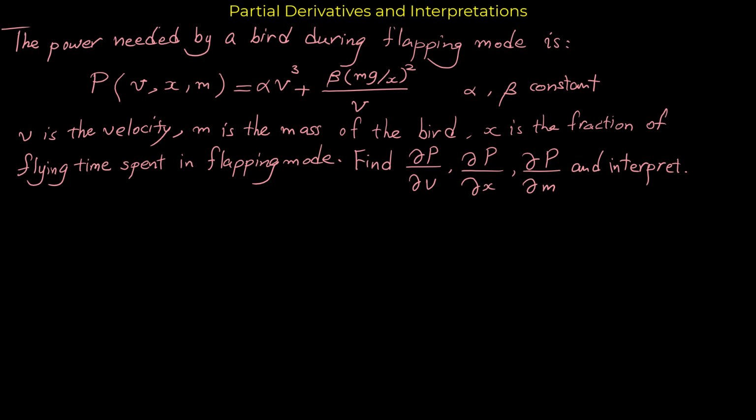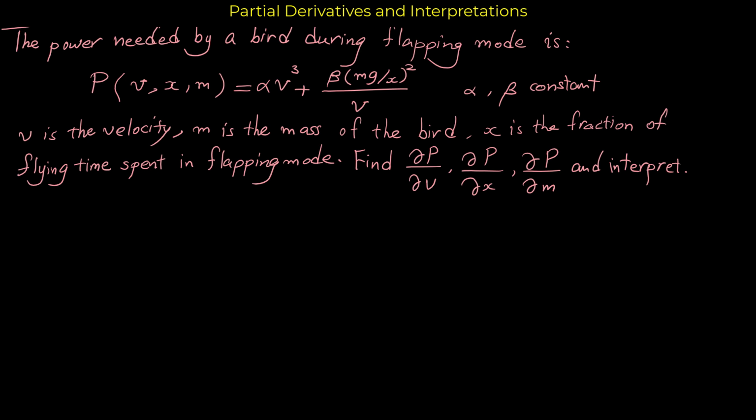Find the partial derivative of power with respect to velocity, the partial derivative of P with respect to x, which is time, and the partial derivative of power with respect to mass, and interpret all of them. First, we want to find the partial derivative of P with respect to V. In both of the terms, we have velocity.